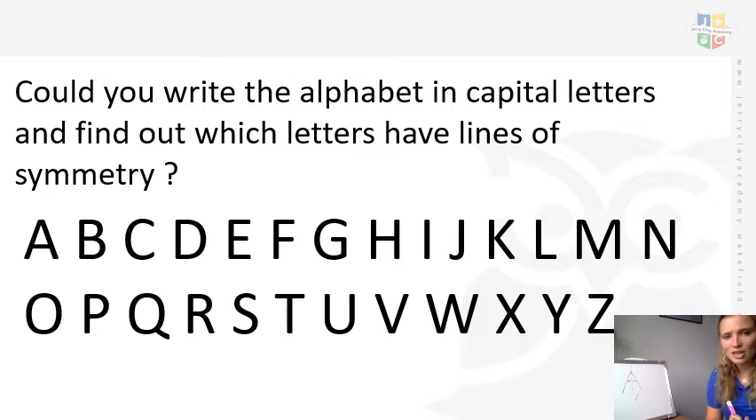So now I'd like you to have a go at working your way through the alphabet. Remember, if you've got a mirror, use a mirror because this will help a lot to be able to see it. Or if not, you could try and fold it if that would make it easier as well. So go through the alphabet and see which letters have lines of symmetry.